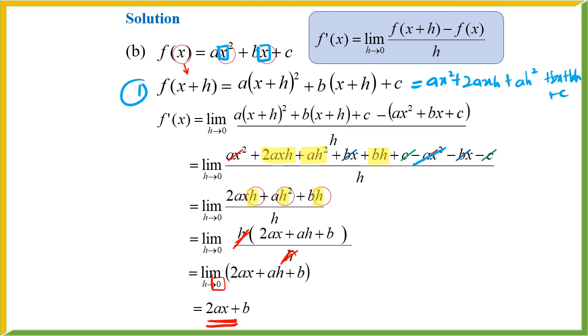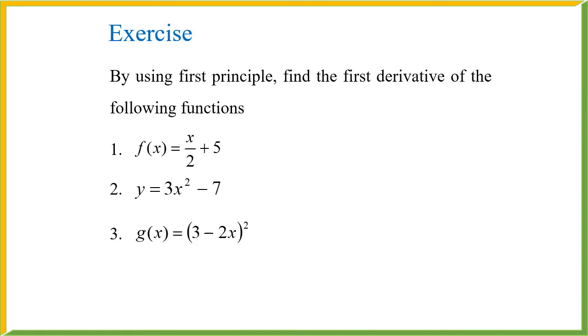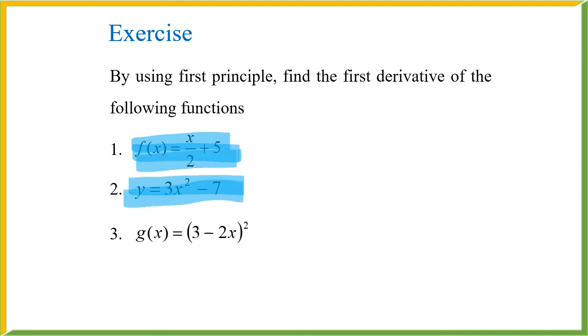Okay, so next, no example, but exercises. Now you can try to do it on your own. By using the first principle, find the first derivative of the following functions. We have f(x) equal to x over 2 plus 5, and then y equal to 3x squared minus 7, and here is g(x) equal to (3 minus 2x) all squared.